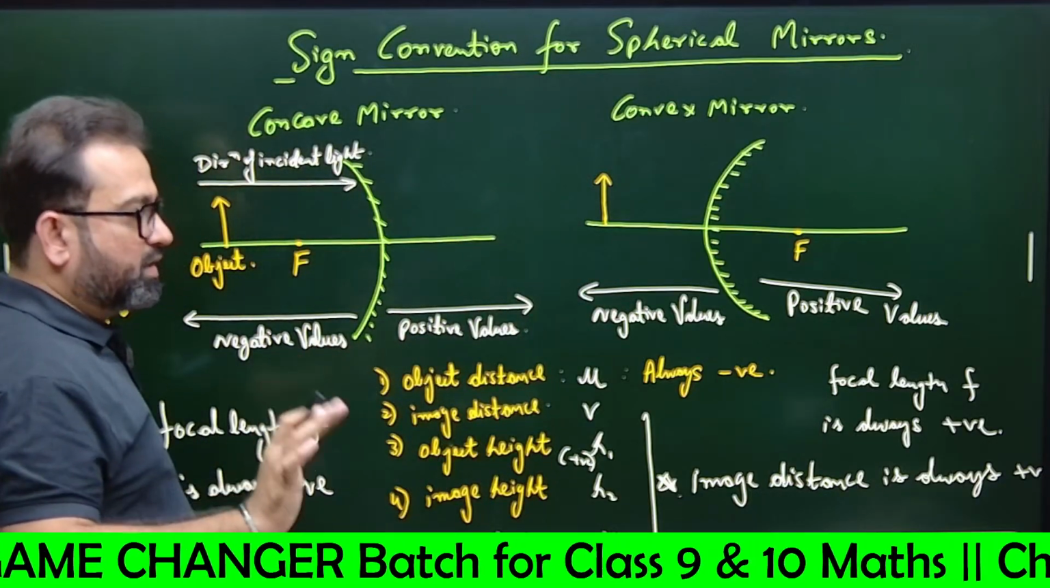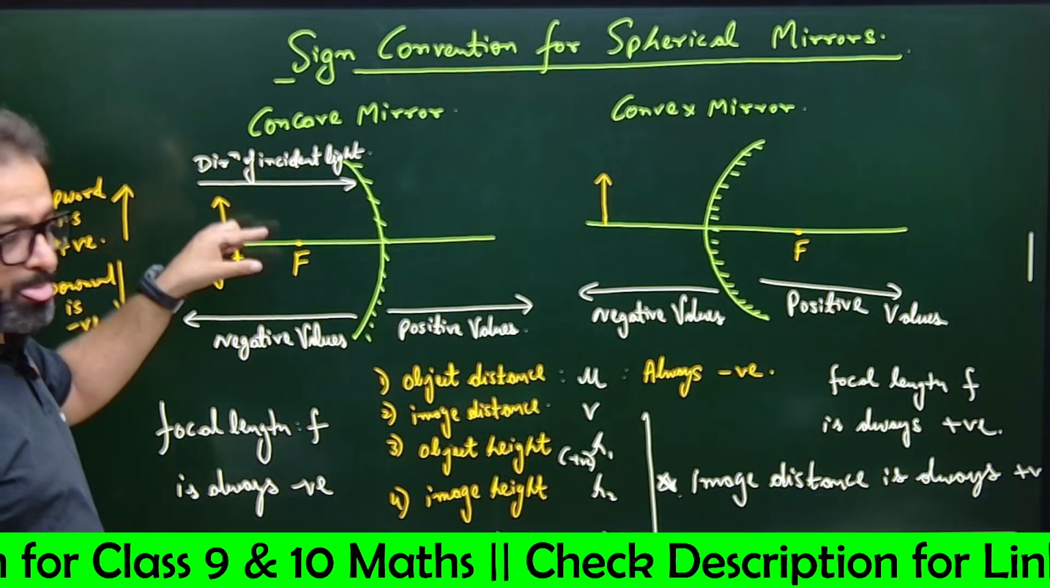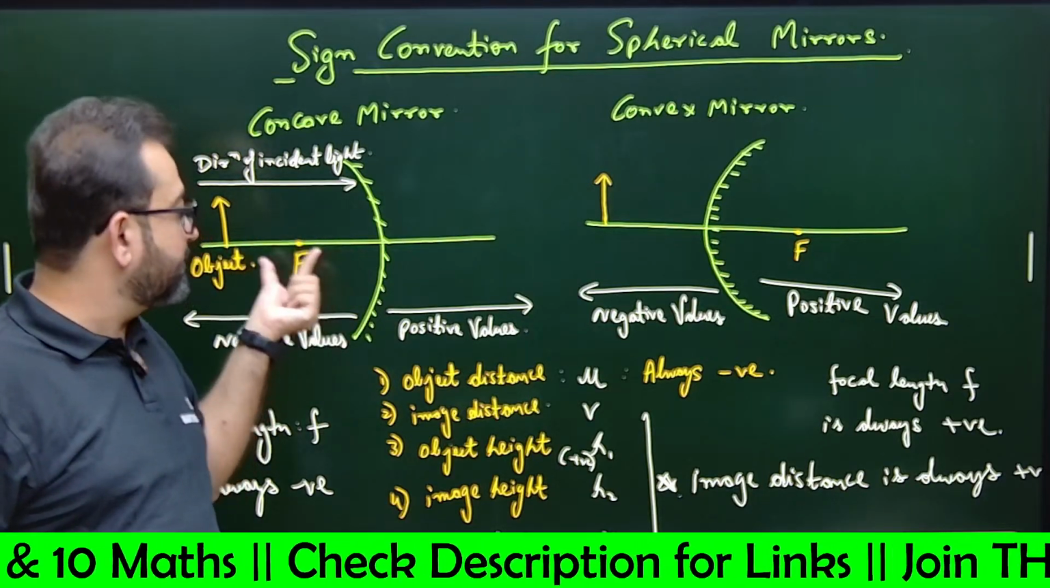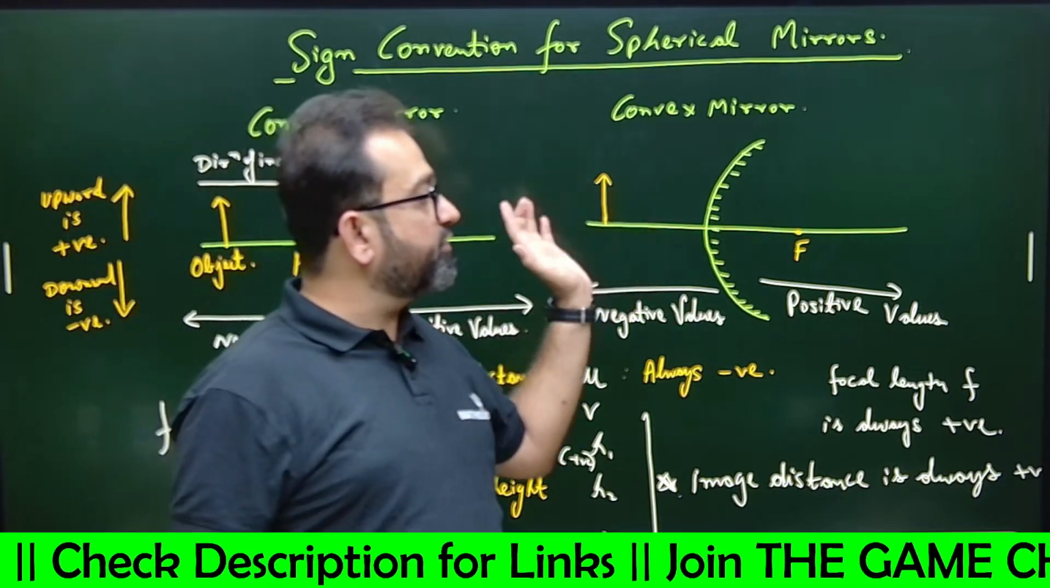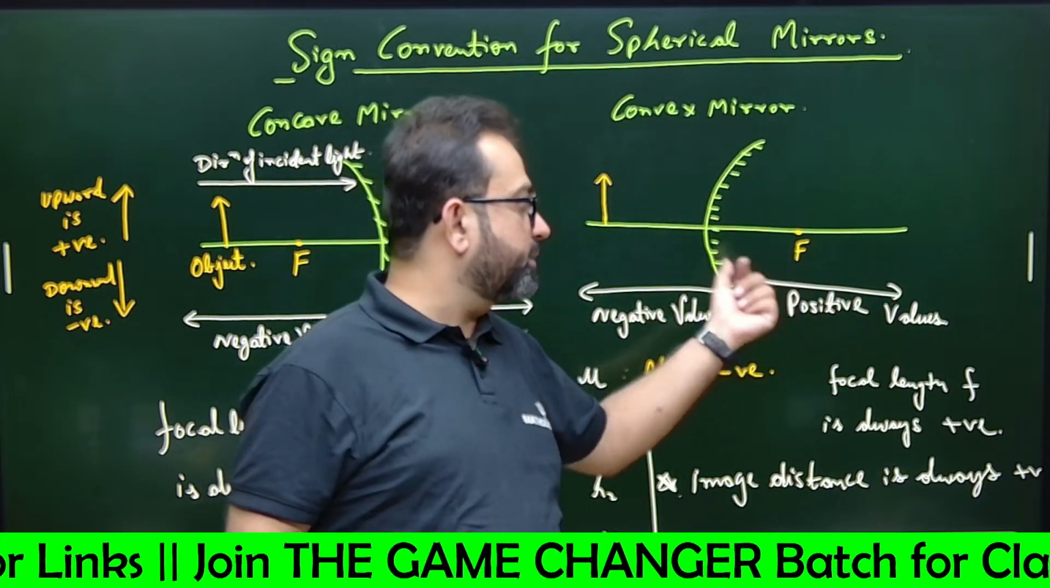That's it. For a concave mirror, the focus is on the left side, so the focal length will be negative. For a convex mirror, the focus is on the right side, so the focal length will be positive.